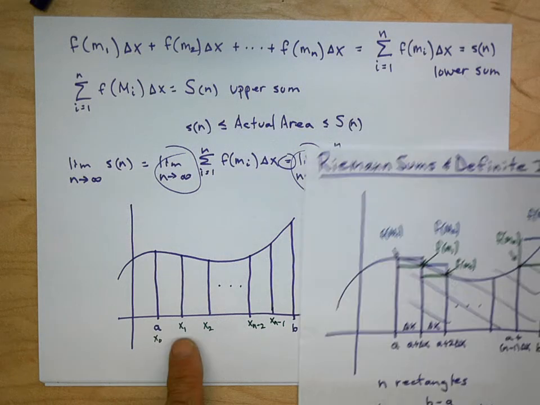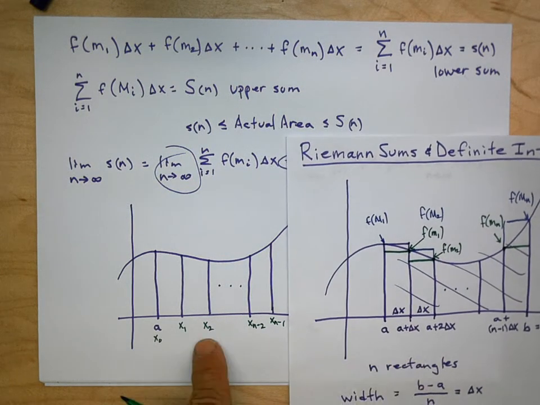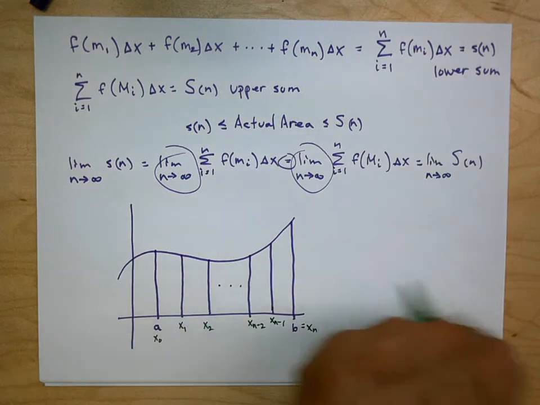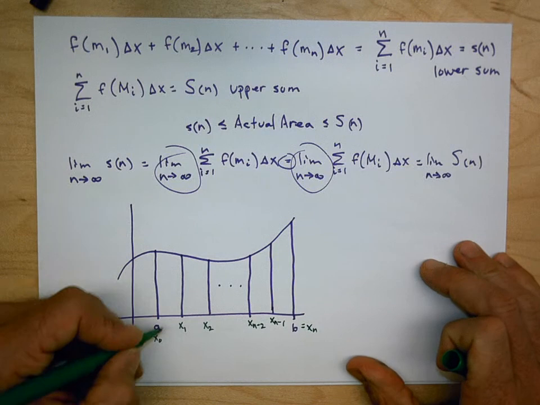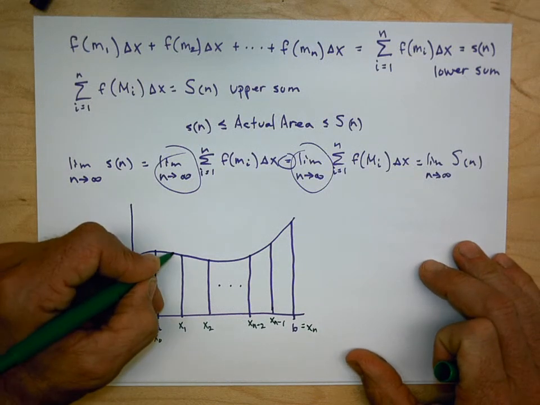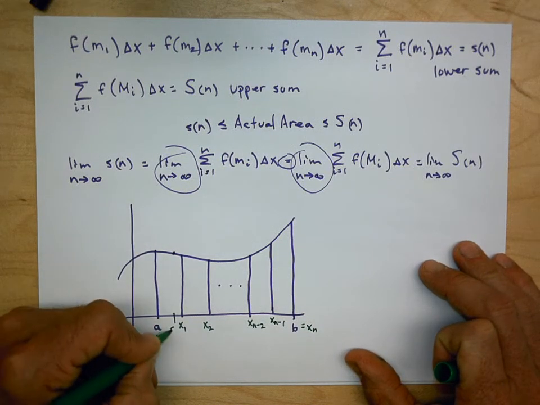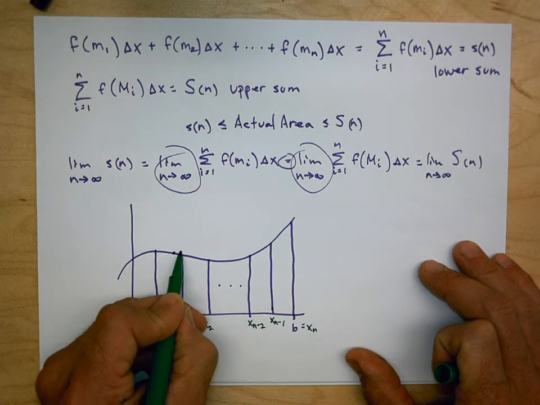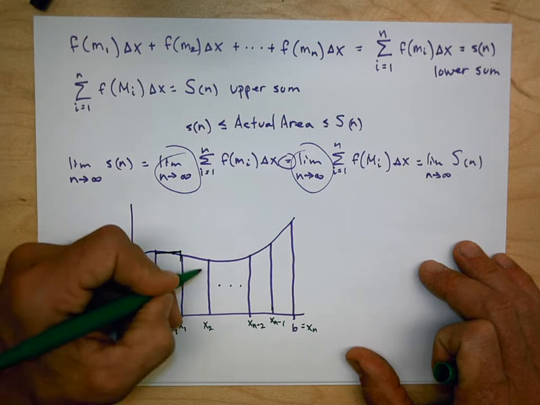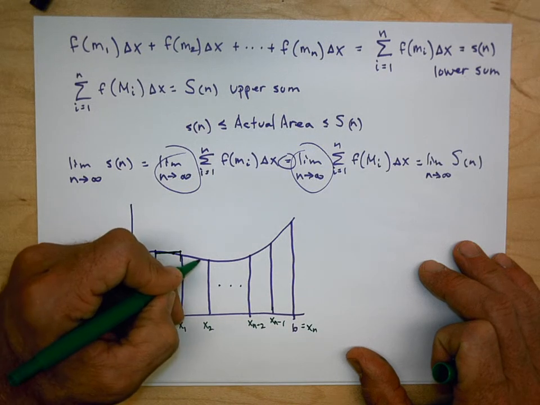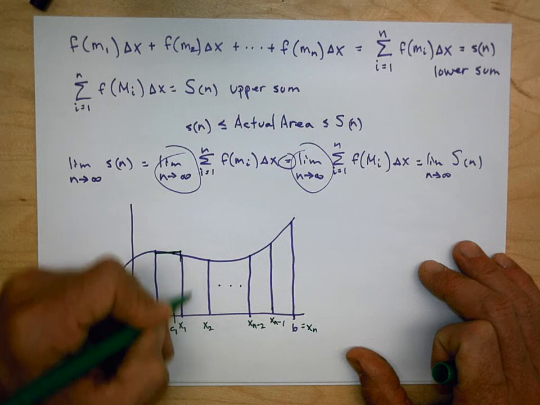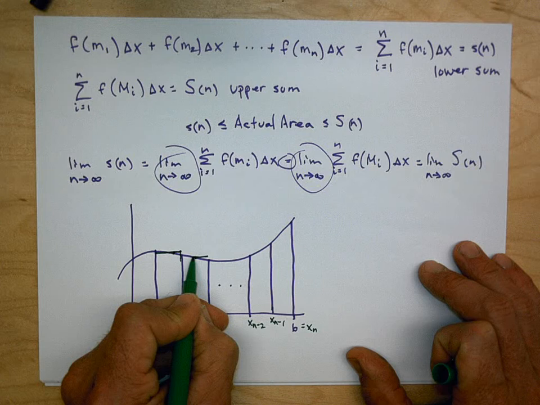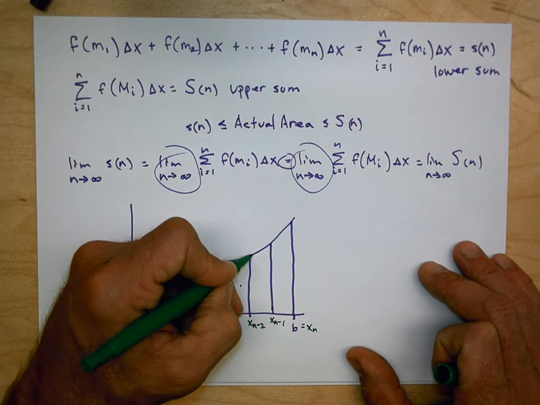We're basically saying x1 is a plus delta x, x2 is a plus 2 delta x. But I'm introducing this notation because we'll see it in a formula that I'm about to give you. The point is, I can pick any point. So I can pick this point right here. We'll call this c1 because it's my sample point in the first interval, and we'll use that height. But maybe over here, I want to use a spot that's more in the middle.